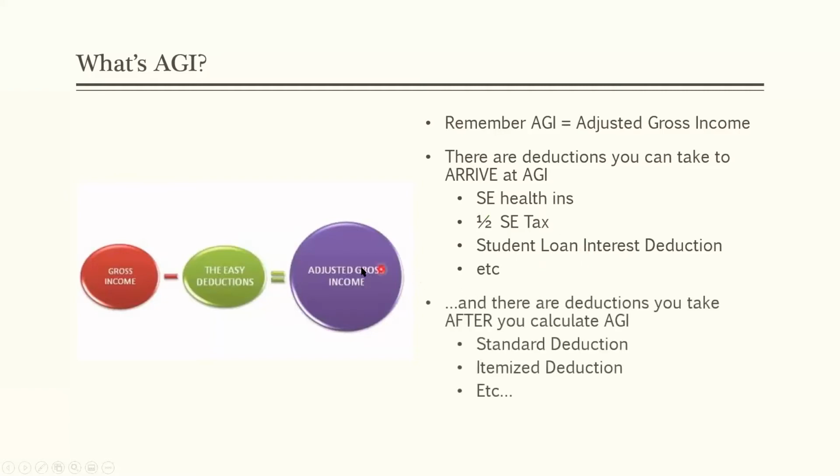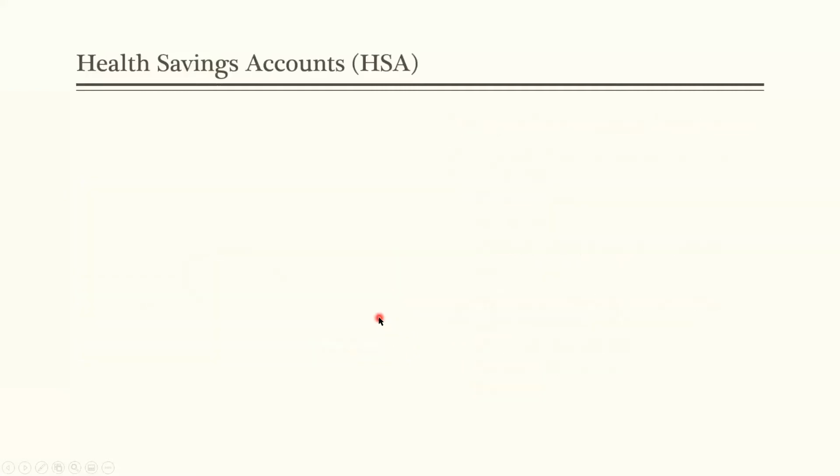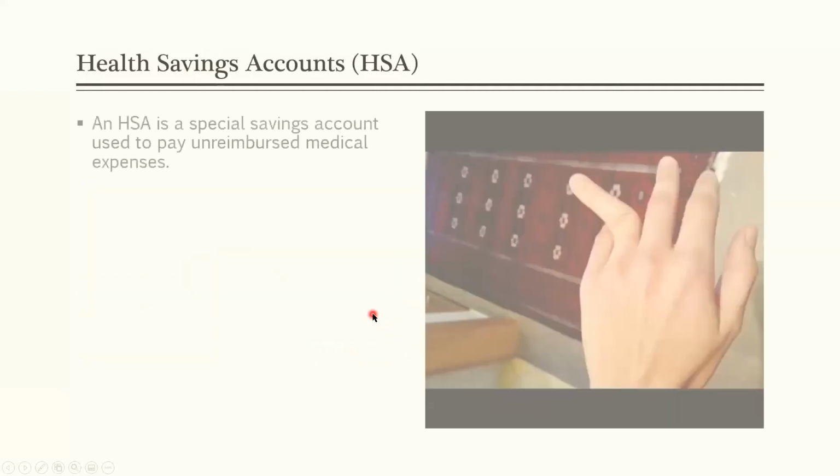And then after you arrive at your AGI, then you deduct the deductions from AGI. And that's either or, remember, either your standard deduction or your itemized deductions. And then, of course, under et cetera, that'd follow that QBID that we talked about last chapter. So let's start looking at a few of them. The first one we're going to look at is our health savings account.